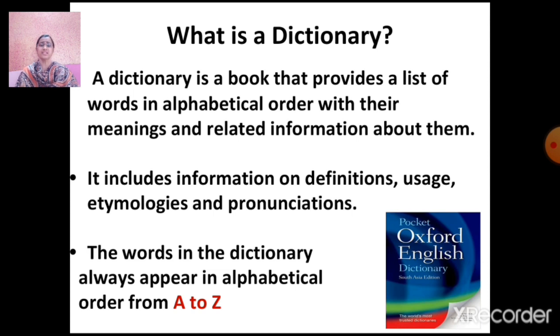Students, let us first understand what is a dictionary. A dictionary is a book that provides a list of words in alphabetical order with their meanings and related information about them. Yes, a dictionary will provide you meaning and information about that particular word. Then it includes information on definitions, usage, etymologies, and pronunciation.